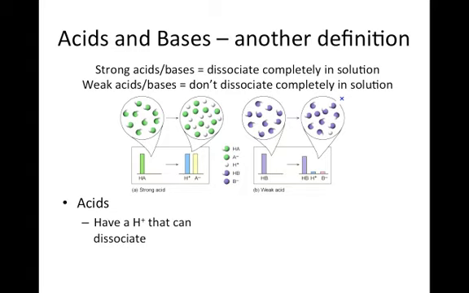Similarly to the last slide, acids have an H+ that can dissociate. HCl is a strong acid, meaning it dissociates into H+ and Cl- completely. Because it is a strong acid, no HCl remains after the dissociation, but there are large amounts of H+ and Cl-.